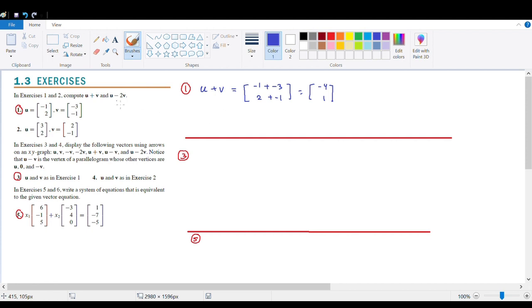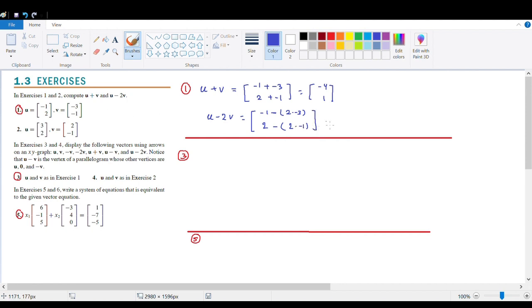For u minus 2v, that means u minus 2v is equal to... So u is minus 1, then minus 2v, that means 2 multiplied by minus 3. So here we have 2 multiplied by minus 3. Then for the second entry, here we have 2, minus 2 multiplied by minus 1.